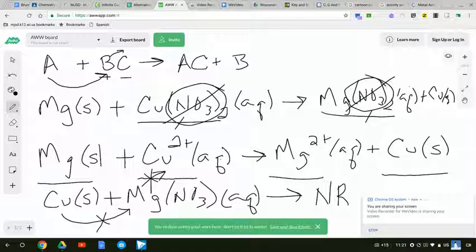Before I check out here, I looked at it from the metal standpoint, a metal replacing a metal, in other words, an A replacing a B. But if A was being played by a non-metal, the non-metal would not replace a metal. The non-metal would be more likely to replace a non-metal. There's an activity series for non-metals on the back of your periodic table as well. The same rules apply. We just need to be a little careful if it's a metal or a non-metal.